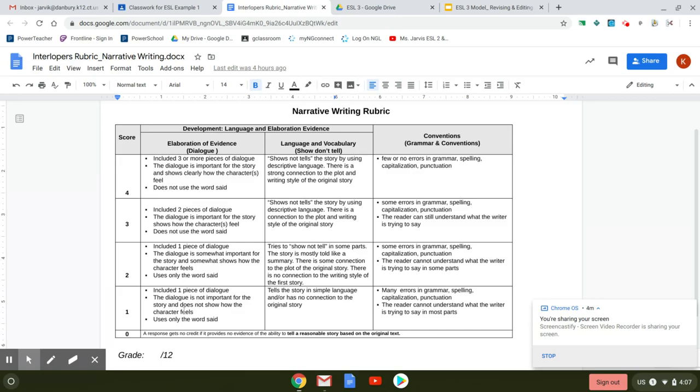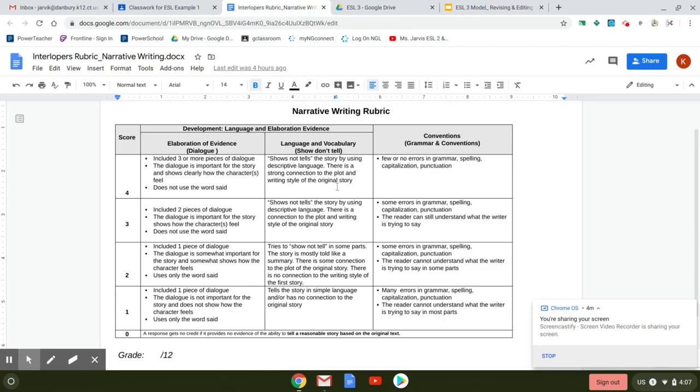Look at 1. You only included 1 piece of dialogue. The dialogue is not important for the story, so maybe it's just like, hey, what's up? How are you? And we don't need it for the story. And maybe it uses only the word said. That's a 1.